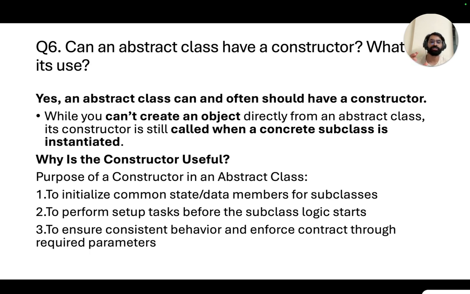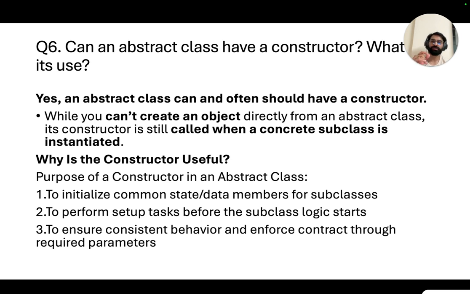Okay, third point, to ensure consistent behavior and enforce contract through the required parameter. I hope you got the point, right? So the constructor is used to initialize the properties, and also if you have any property in an abstract class, then it can be initialized. If any logic is required to be initiated before the subclass logic starts, then of course this constructor will be very useful. So for this reason, the Java people have added the constructor in abstract class.